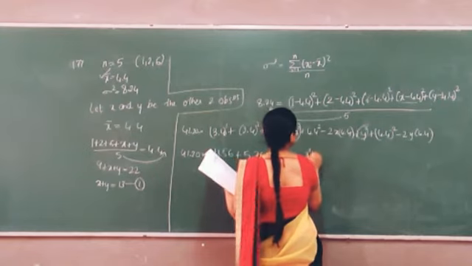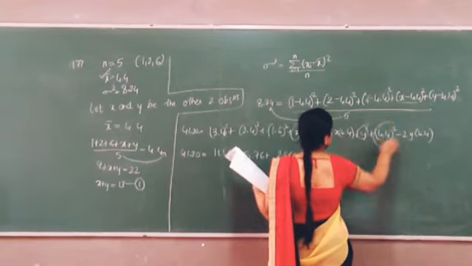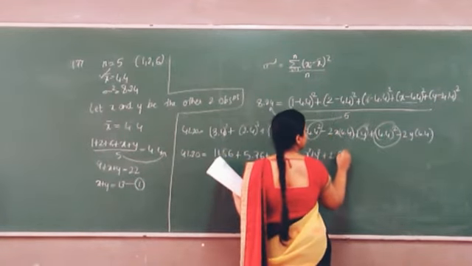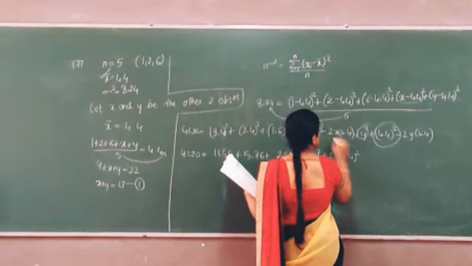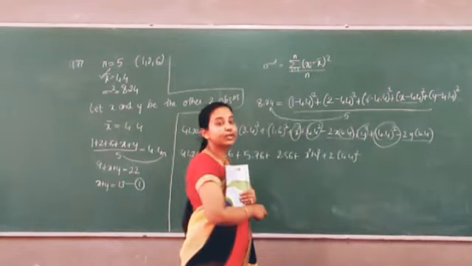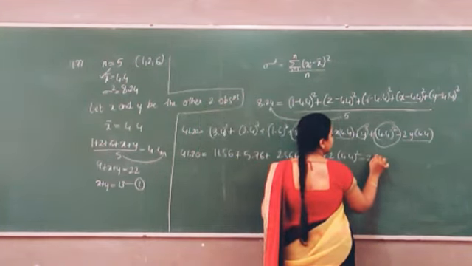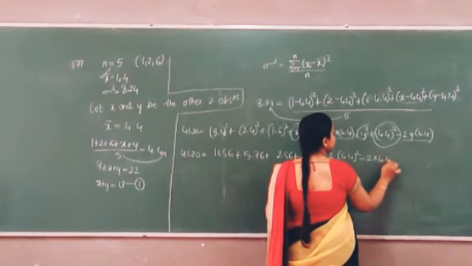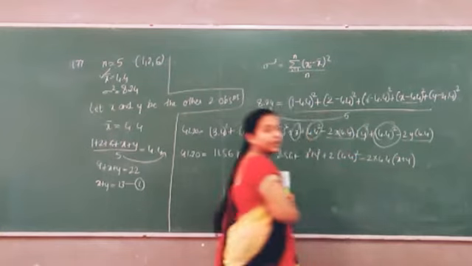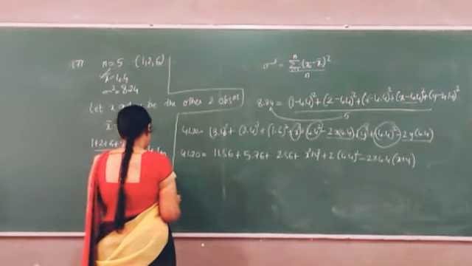x square plus y square. 4.4 whole square plus 4.4 whole square. It is nothing but 2 times 4.4 whole square. And you can see in both, what is common? Minus 2 into 4.4, minus 2 into 4.4. And what remains in the bracket? x plus y. Or when you simplify this further, you will get it as what?